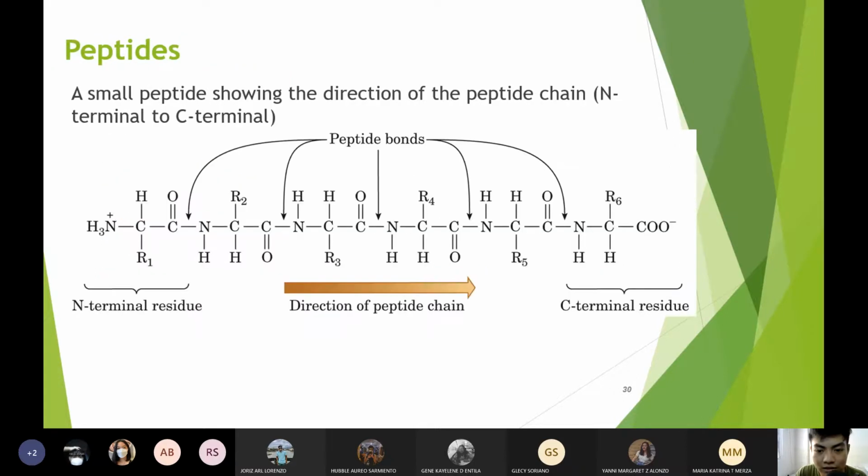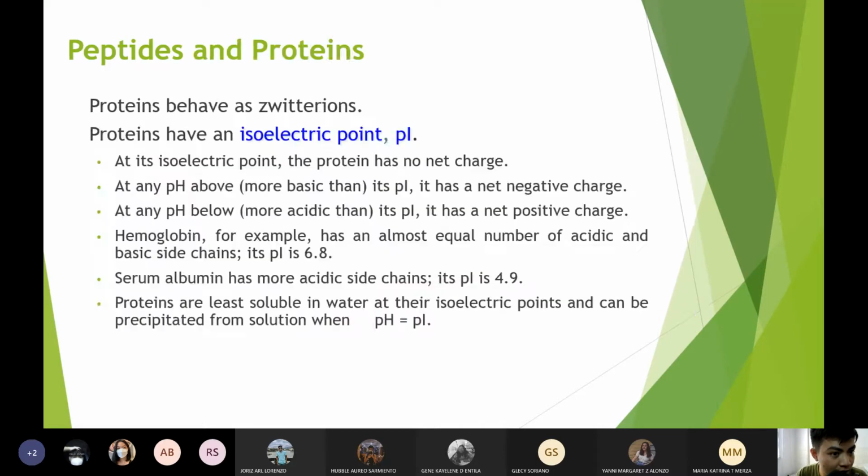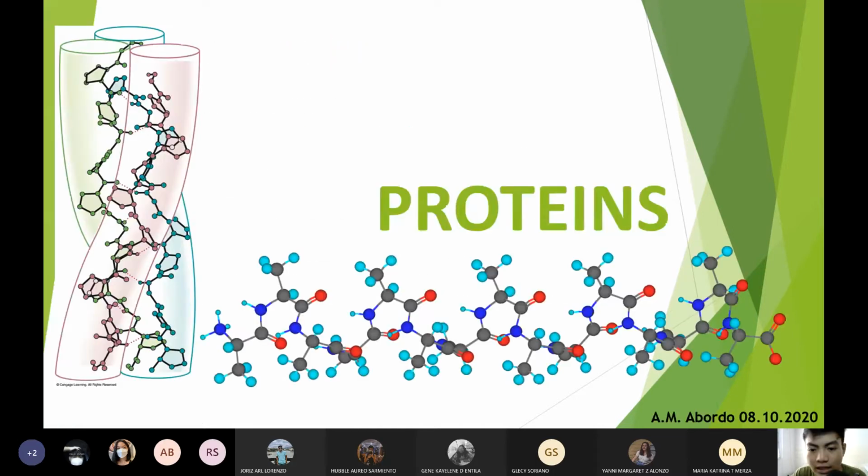So our peptide chains are usually written from the N terminal to the C terminal, and they are all connected by peptide linkages. So that's all that we had discussed last time, right? Now let's talk about proteins, because we have basic knowledge on the monomers of proteins, which is the amino acid. So now let's talk about proteins.